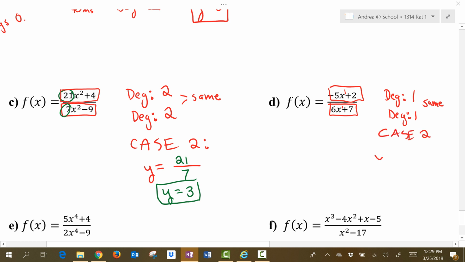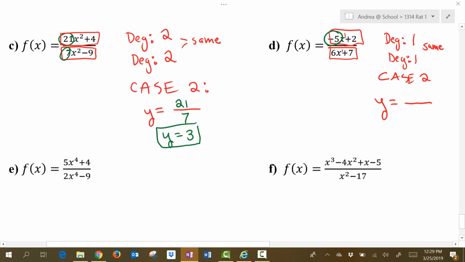If we have case 2, then we form a fraction of the leading coefficients. The leading coefficient in the top is -5. The leading coefficient from the bottom is +6. So our horizontal asymptote will be the horizontal dotted line y equals -5/6.